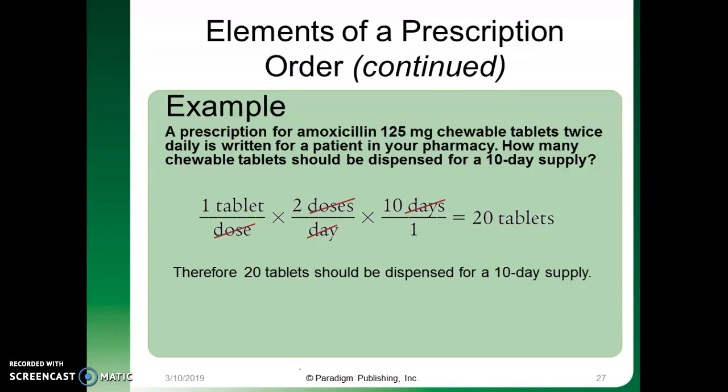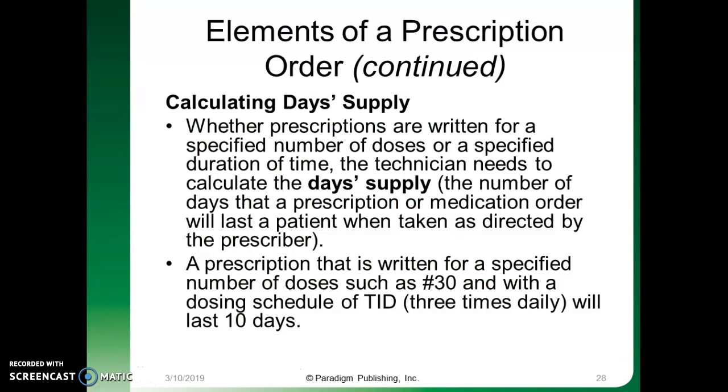An example of counting the quantity for a specific day supply. If the physician has not written the quantity to dispense, you have to calculate what quantity that is. So let's read this prescription. A prescription for amoxicillin 125 milligram chewable tablet twice daily is written for a patient in the pharmacy. How many chewable tablets will be dispensed in 10 days? So again, the medication is taken twice daily. So 1 tablet is equal to your dose. You're taking 2 doses per day for 10 days. So 1 times 2 times 10, divided by 1, divided by 1, divided by 1, is equal to 20 tablets. That's the number of tablets you will be dispensing.